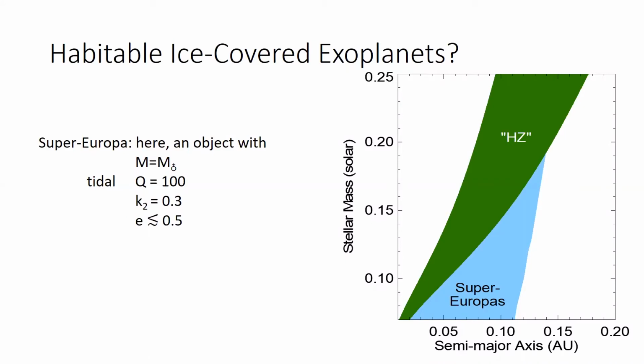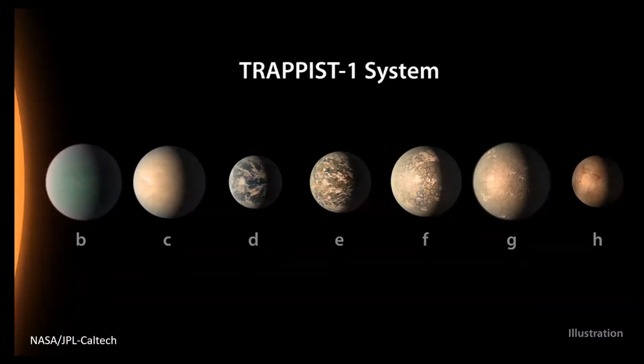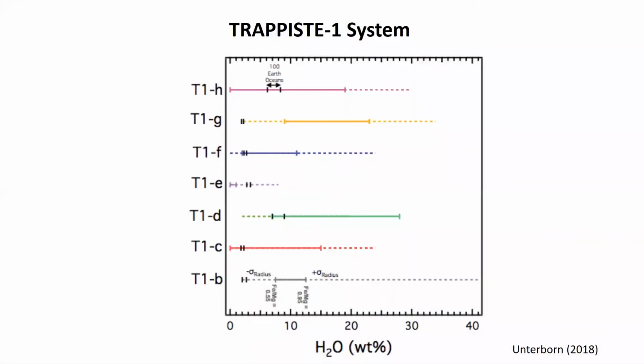So we expect that, as a function of the size of the star, there could be quite a few of them, somewhat close in to their star. In fact, if we look at the Kepler Catalog, it's possible that there are quite a few that have already been observed. So I'm hopeful that in the next decade or so, we'll understand more about habitable ice-covered exoplanets. It's possible that we already know of one, namely TRAPPIST-1H, which is plausibly a water-rich object based on some work that was published by Caiman Winterborn.